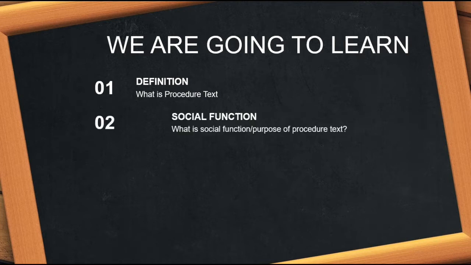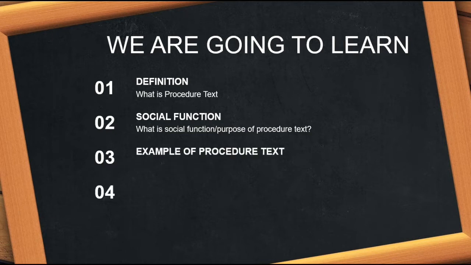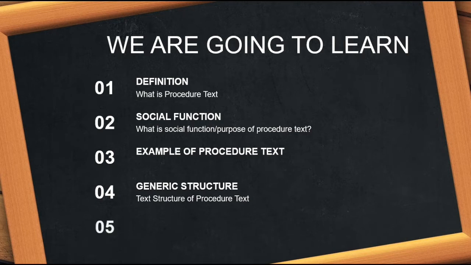For the topic of procedure text, the components we are going to learn are, untuk materi procedure text, kita akan membahas beberapa bagian yaitu: the first one is definition, pengertian, what is procedure text. The second one is social function, the purpose of procedure text. The third one is example of procedure text. The fourth one is generic structure or text structure of procedure text. And the last one is language features of procedure text.